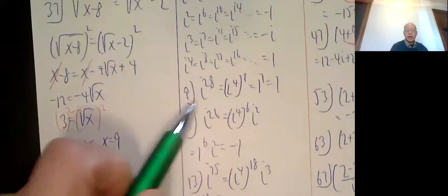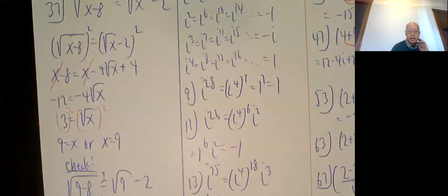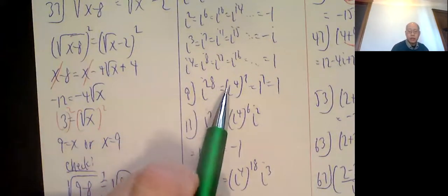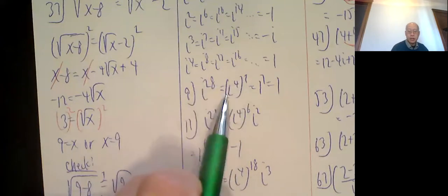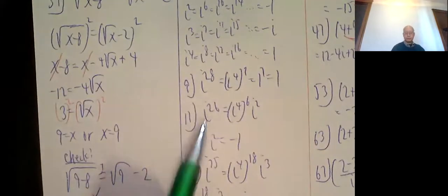Okay, now how about i to the 28th? That would fit this table, but you don't actually have to write it out. Instead, think of it as writing in multiples of 4. In other words, it's i to the fourth times 7. 4 times 7 is 28. And I know i to the fourth is 1. So 1 to the 7th, which is 1.